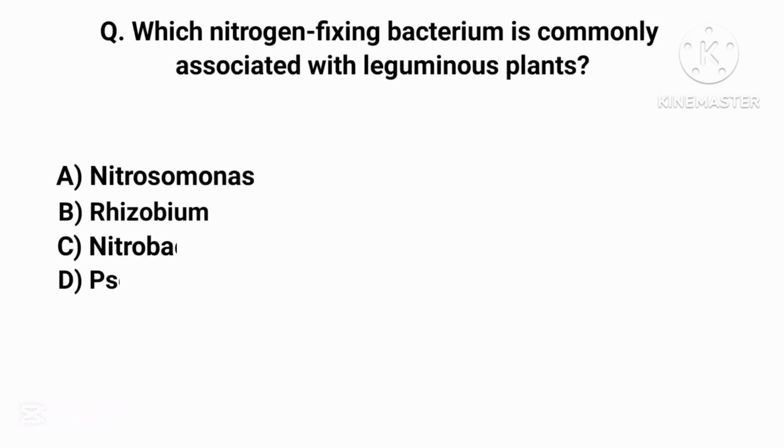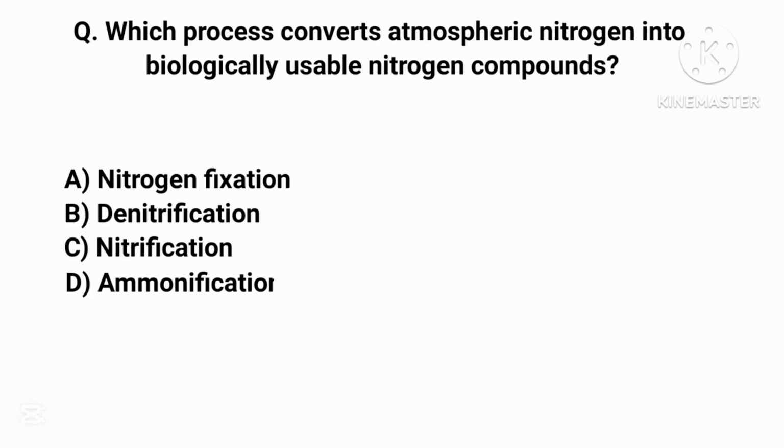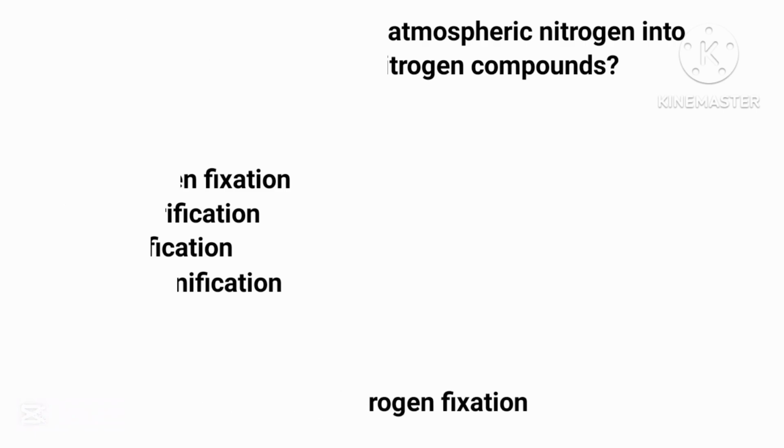Which nitrogen-fixing bacterium is commonly associated with leguminous plants? Correct answer is option B, rhizobium. Which process converts atmospheric nitrogen into biologically usable nitrogen compounds? Correct answer is option A, nitrogen fixation.